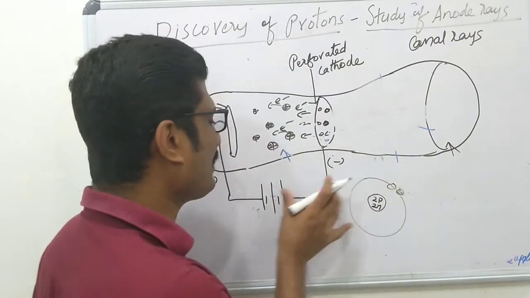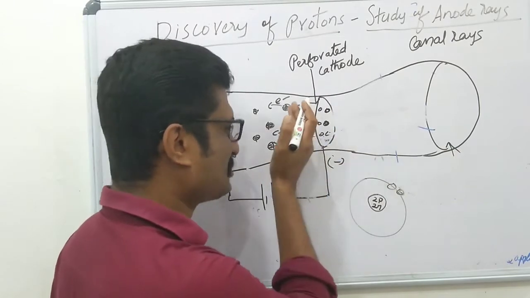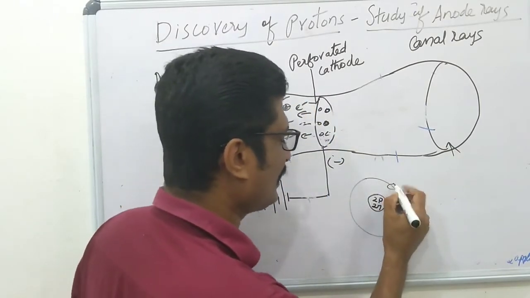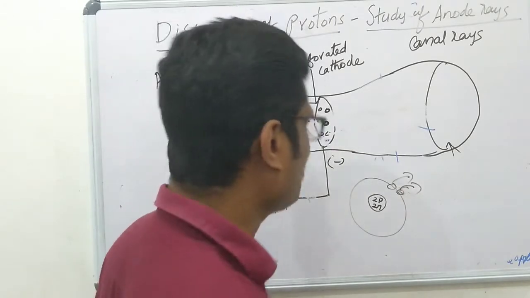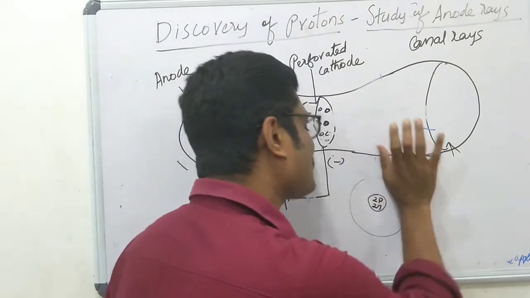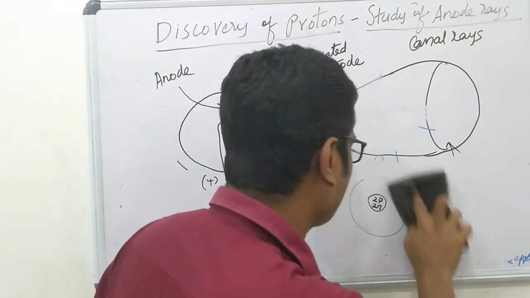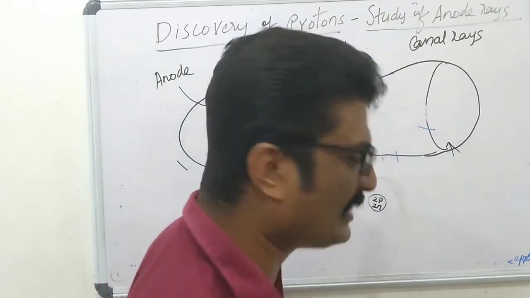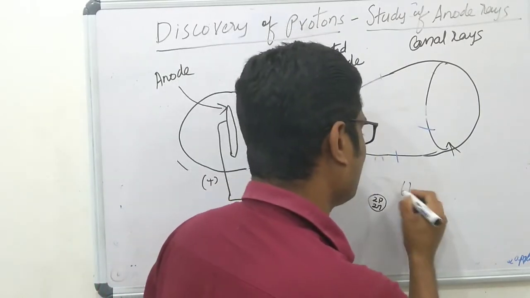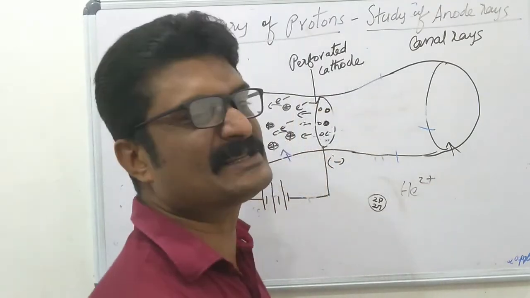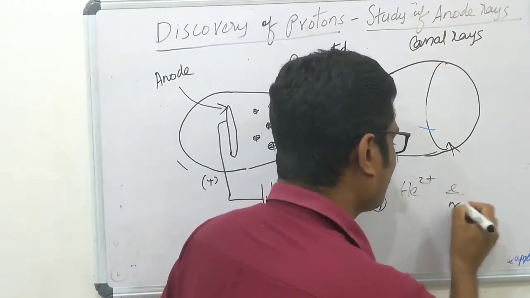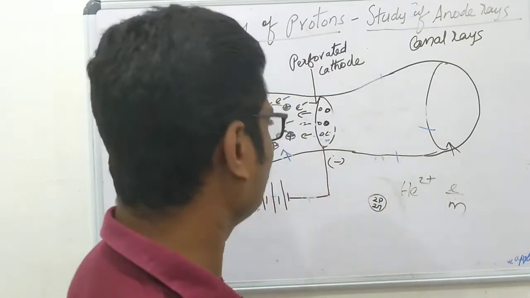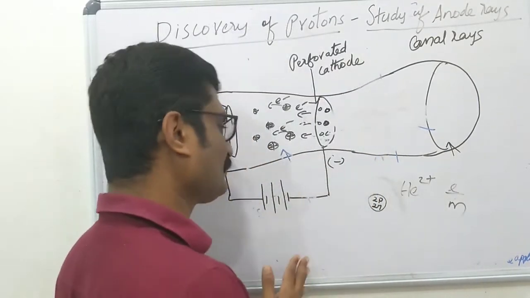Then, when we apply high voltage, the cathode emits electrons. These electrons knock out the electrons of the helium atom. When the helium atom loses two electrons, it becomes He2+. This He2+ particle has a particular e/m ratio, charge to mass ratio.